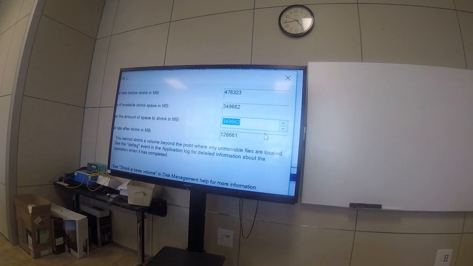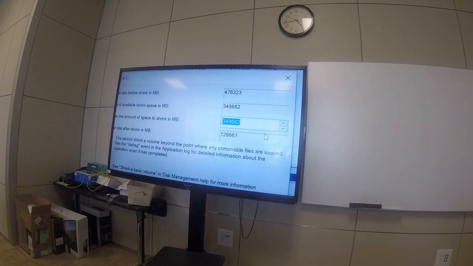Is shrinking the same as defrag for SSDs? No, not at all. There is no defrag on SSDs, because it doesn't matter where the files are located. So it's called shrinking then for SSDs. It is called shrinking because you still have available space on the disk.